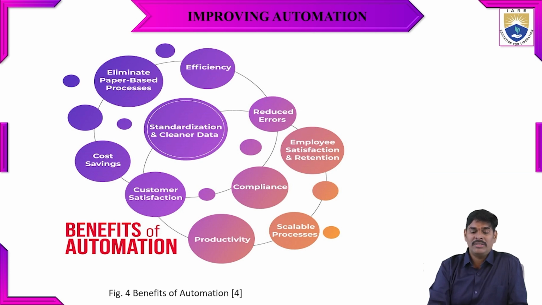Okay, and also what are the main benefits of automation? We have efficiency, productivity, reduced errors, employee satisfaction and retention, compliance, scalable process, customer satisfaction, cost savings, and eliminating paper-based process. In automation, the main thing is that human intervention is very less, and they're going to eliminate the paper process. So these are the main advantages of automation.